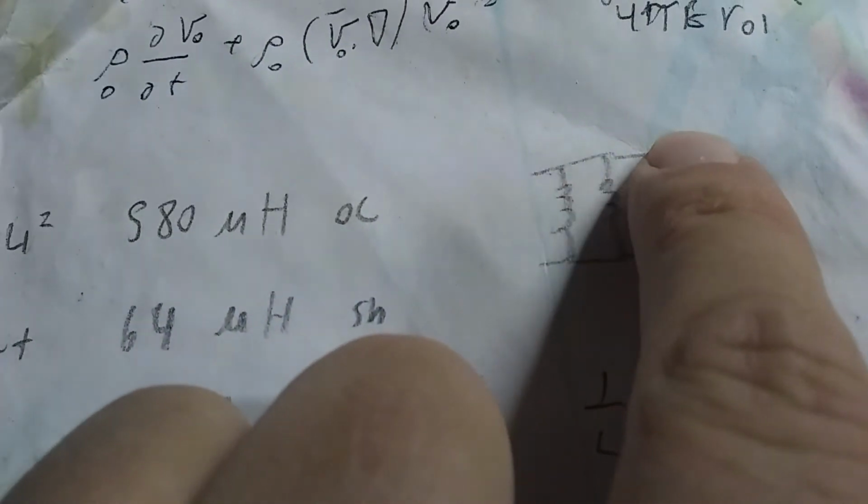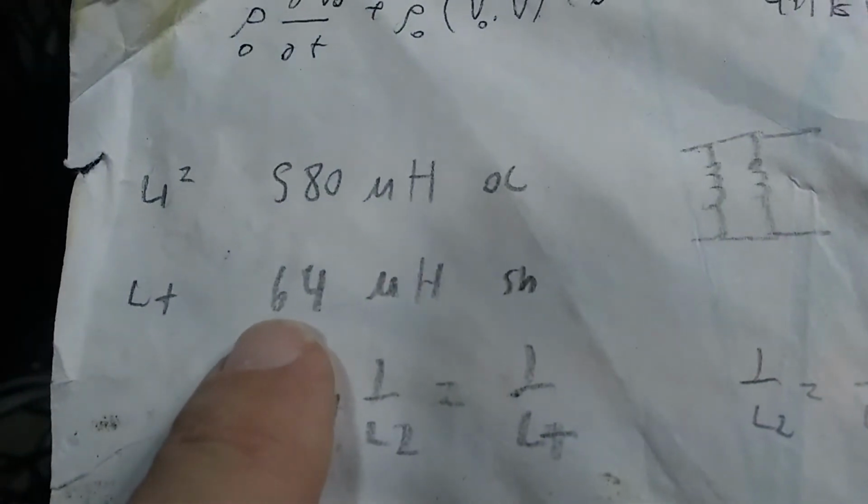Okay, so let's do some calculations. Remember, our L1 inductor was 580. That was open circuit, so that would be without the second inductor, right? Because that second inductor is in this top branch up here. And then when we short it, both the inductors will be in parallel. So we'll use this equation. It's similar to resistors in parallel.